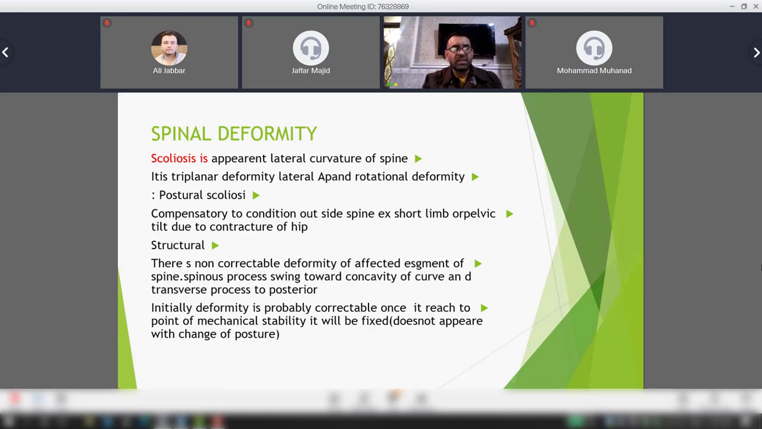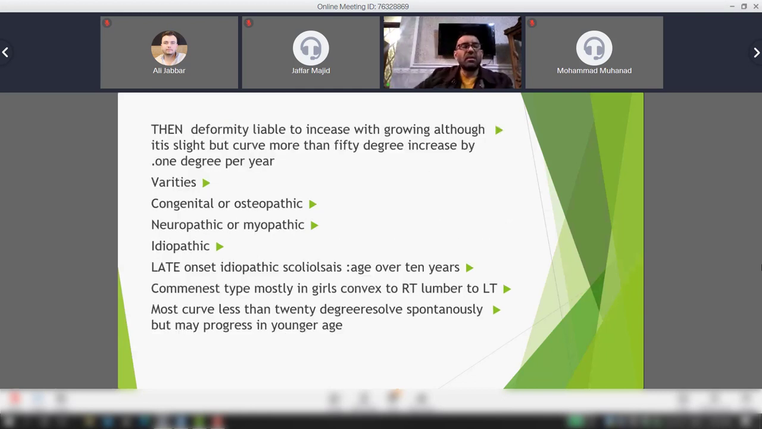Yes. Structural means a non-correctable deformity of a back segment of a spinous process. That means the spinous process is swinging to the concavity of the curvature and the transverse process to the posterior. What is the vertebra, in this shape, and the spinous process posteriorly goes this way. We said triplanar, it goes this way and the transverse process becomes posterior, rotated. The initial deformity is probably correctable, but later on it will be a fixed one. Then the deformity is liable to increase with growth. And this is the problem. This is the problem of scoliosis.